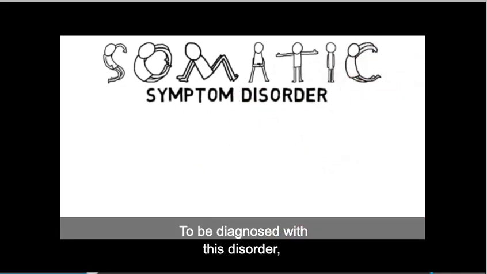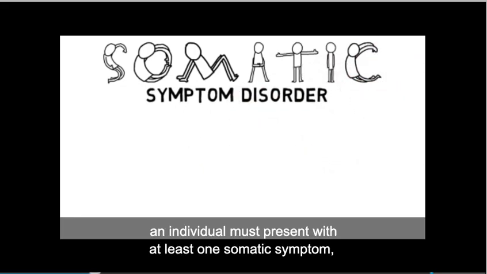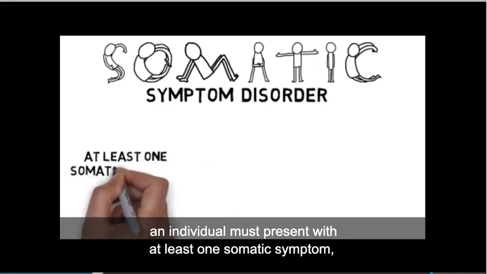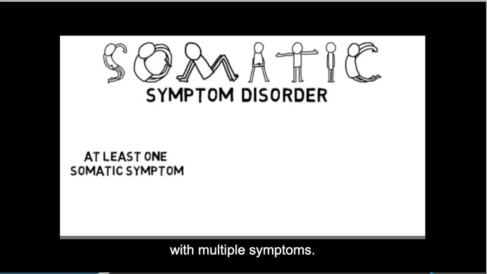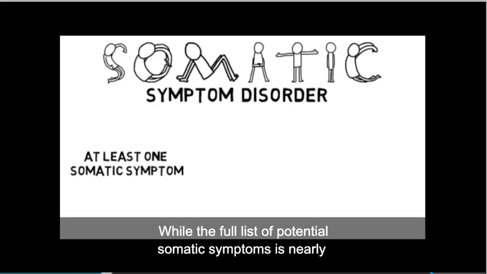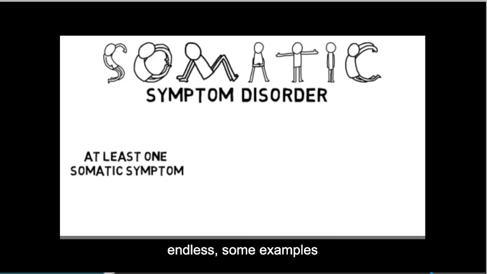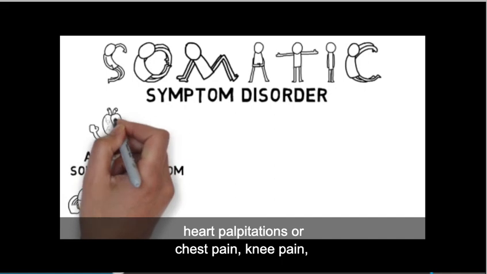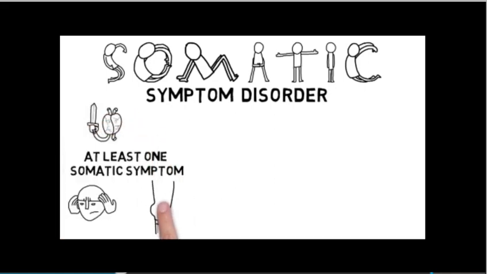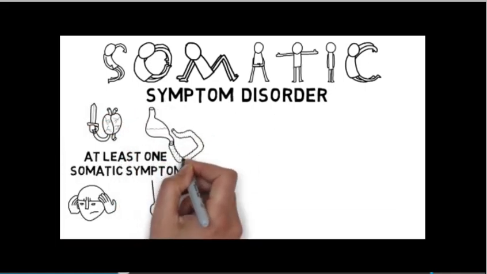To be diagnosed with this disorder, an individual must present with at least one somatic symptom, although in most cases these individuals present with multiple symptoms. While the full list of potential somatic symptoms is nearly endless, some examples include migraine, heart palpitations or chest pain, knee pain, and gastrointestinal problems.